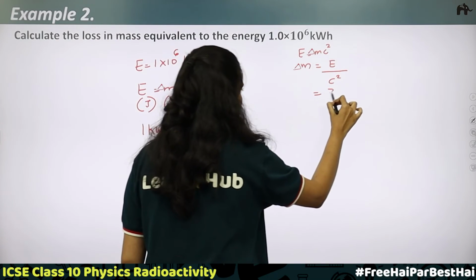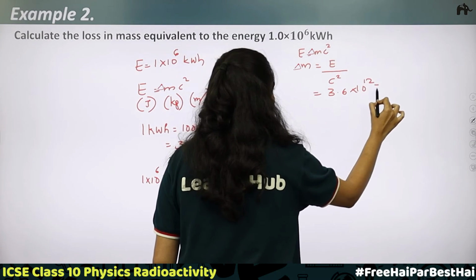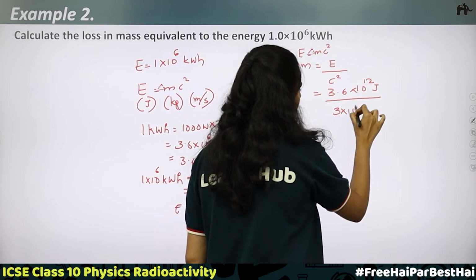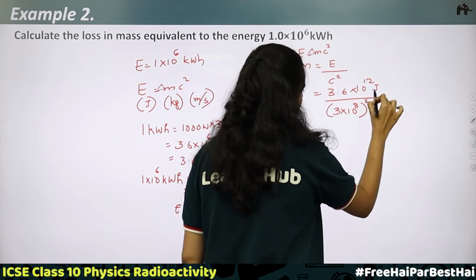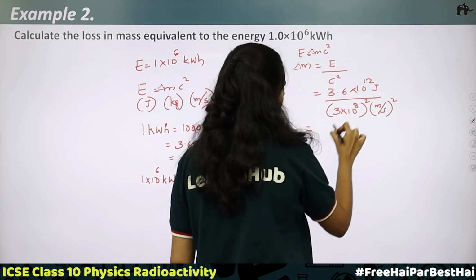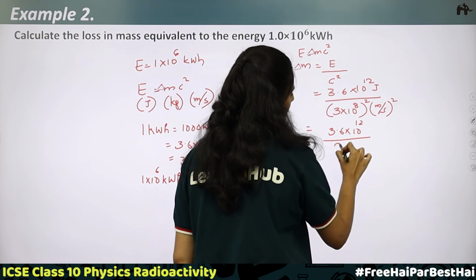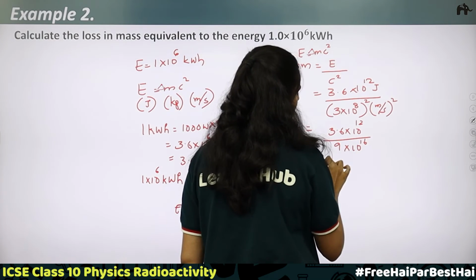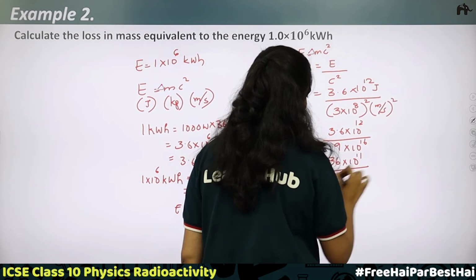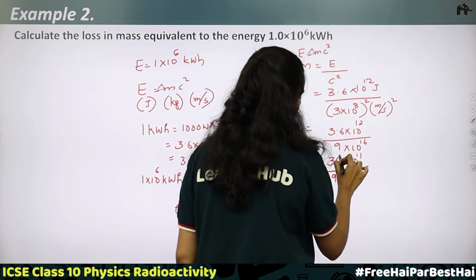Here the energy we got is 3.6 into 10 raised to 12 joules, divided by C. What is C? C is equal to 3 into 10 raised to 8, whole square, meter per second square, which is the unit. So it equals 3.6 into 10 raised to 12 divided by 3 square, 9 into 10 raised to 16. This can be written as 36 into 10 raised to 11 divided by 9 into 10 raised to 16.